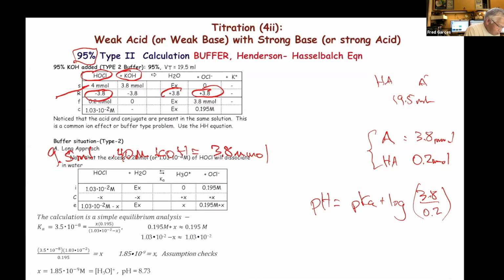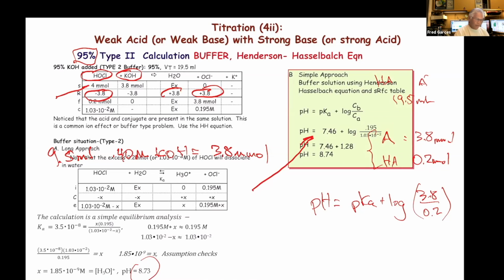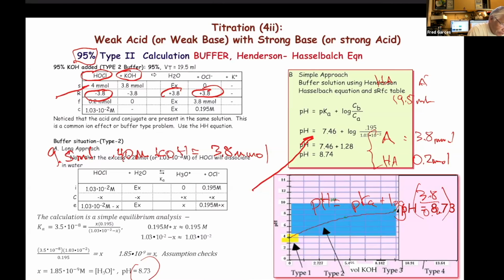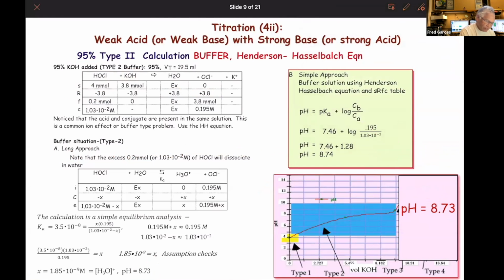If you do that, you should get a pH of 8.73, and here it is right here, using the Henderson-Hasselbalch equation. I probably rounded off too much in one of these, but hey, that's pretty close. As long as you have both pairs present in solution after the stoichiometry, you've got a buffer. Go straight to the Henderson-Hasselbalch equation. It'll save you grief. So now I've got 3 points. Let me clear this. There it is: that's the 95%, that's the 50%, and that's the initial.